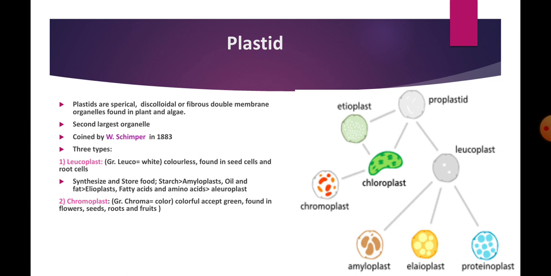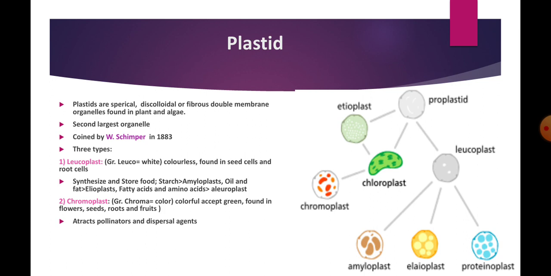Second one is chromoplast. Greek chroma means color. So those plastids that are colorful, colorful plastids except green colored, are called chromoplast. They are found in flowers, seeds, roots and fruits, all the colorful organs of plants. Their function is to attract pollinators and dispersal agents.